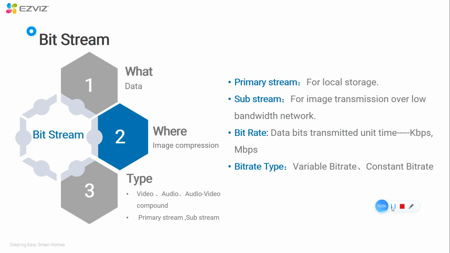And the bit rate is the data bits transmitted per unit time, kbps or mbps. And there are also 2 types of bit rate: the variable bitrate and constant bitrate. The variable bitrate can adjust the appropriate transmission amount according to the network bandwidth, while the constant bitrate will not adjust the transmission amount adaptively. So, the video will freeze if there is not enough bandwidth.